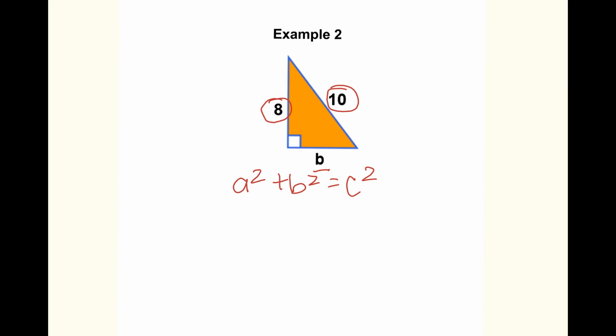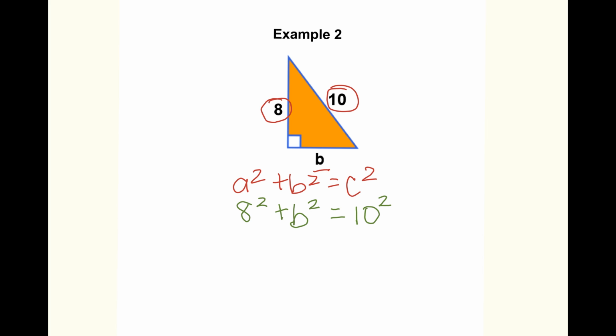that I know. So I know that 8 is one of the legs, so that's going to be squared. This time I do not know what b is, so it's going to be squared. And then I know that the hypotenuse is 10, so that's my c, and I put that into the spot that c is. Then I'm going to figure out what I do know.